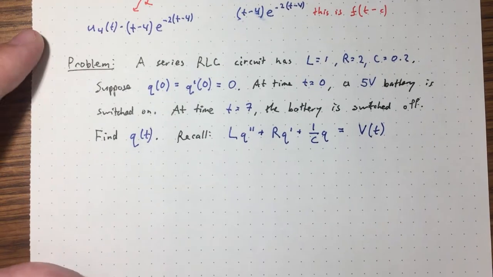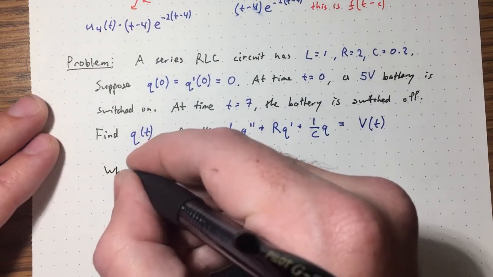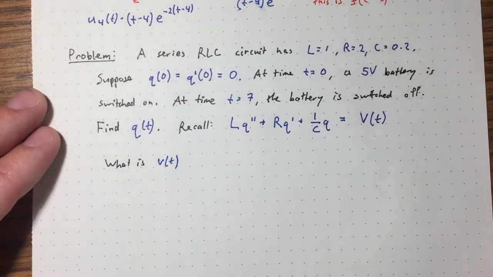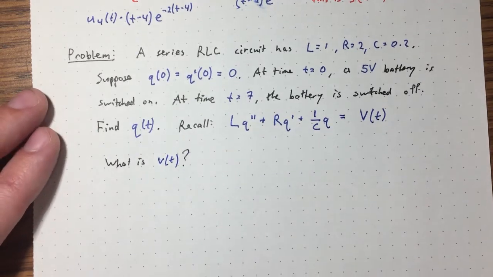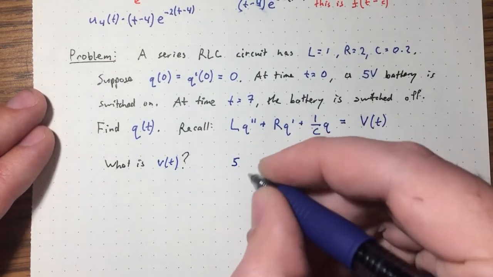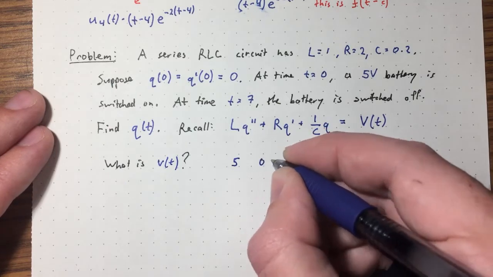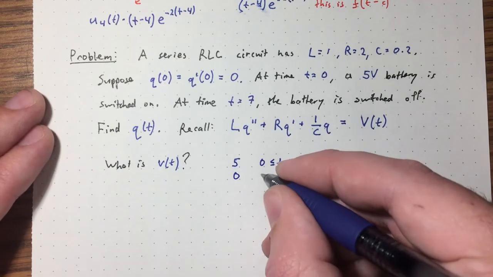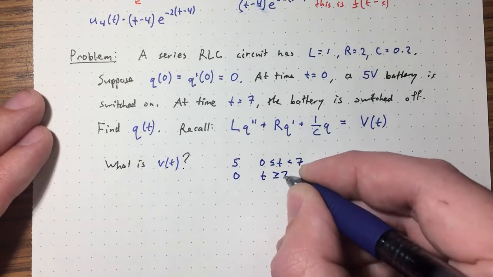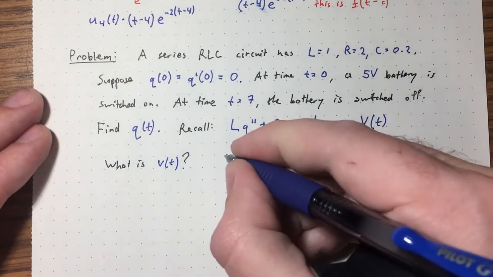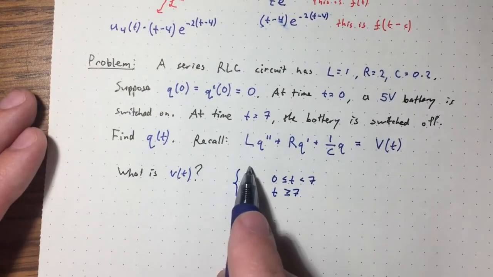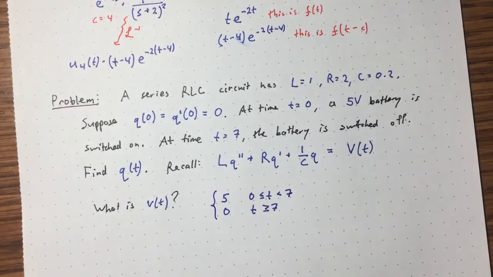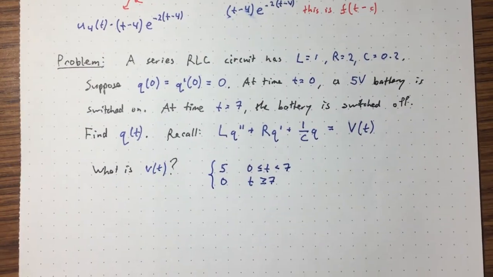So first of all, what is v of t? Okay. Well, we want it to be 5 from 0 to 7. And then 0 after that. Okay. We could also say it's 0 when t is less than or equal to 0, but actually we don't care about that, remember, Laplace transform doesn't care about what happens less than 0.